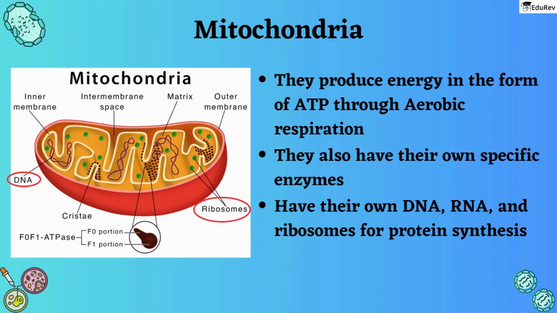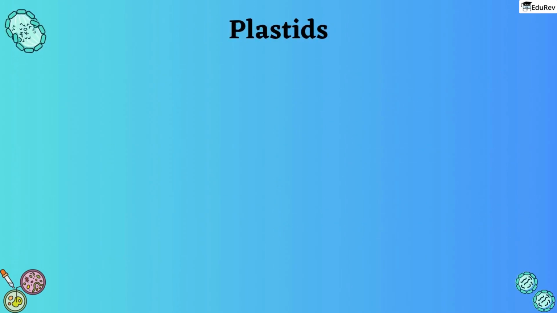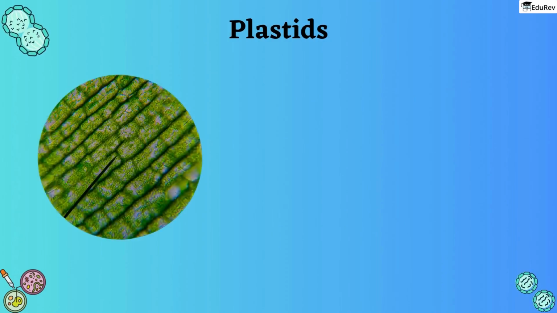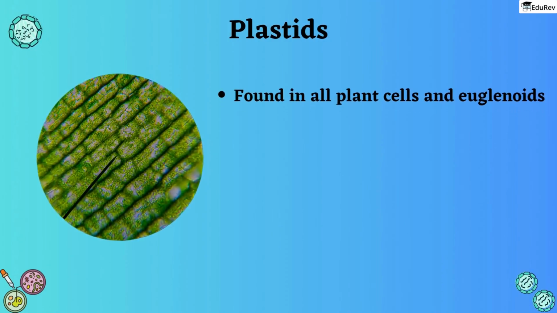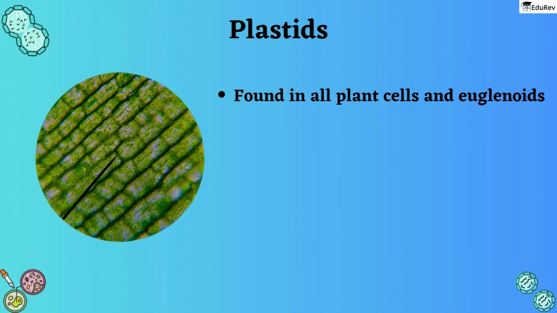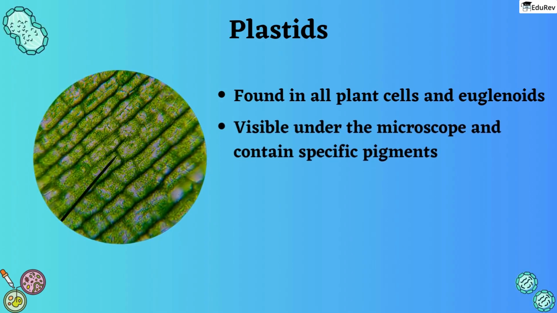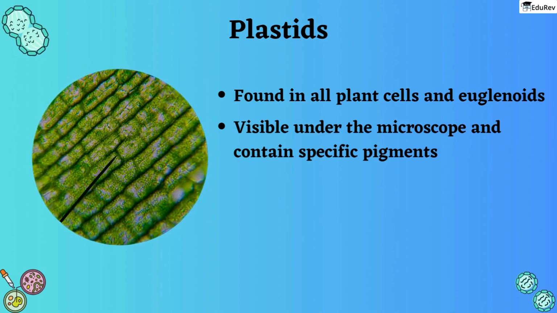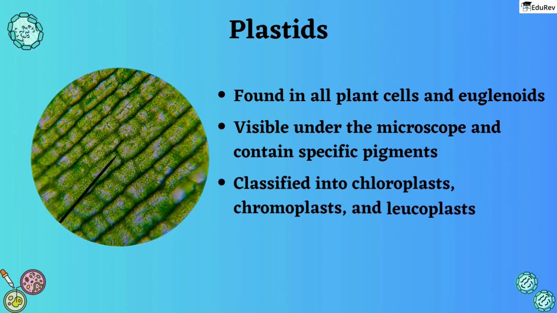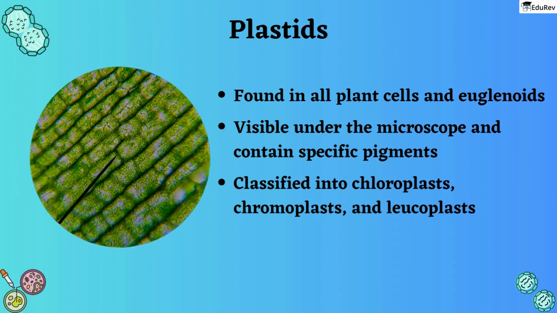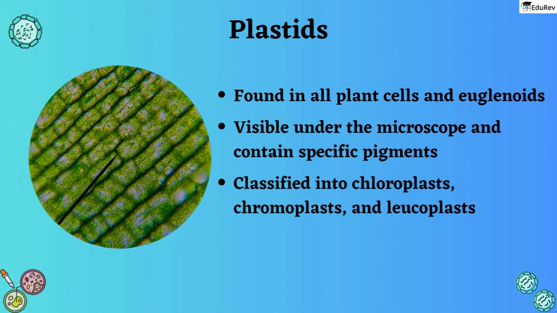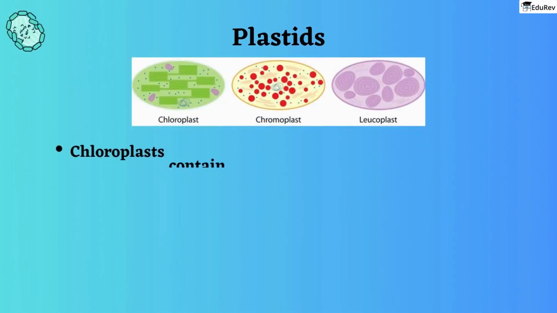Let's now focus our attention on another important organelle found in plant cells only, known as plastids. Plastids are organelles found in all plant cells and euglenoids. They are visible under the microscope and contain specific pigments, which determine their colors. Plastids are classified into chloroplasts, chromoplasts, and leucoplasts based on their pigments.